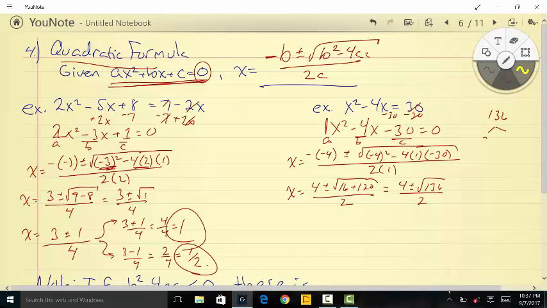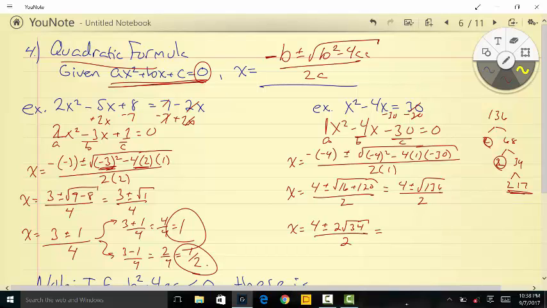136 breaks down into 2 and 68. 68 breaks down into 2 and 34. 34 breaks down into 2 and 17. So we have the number 2 showing up twice. So a 2 gets brought outside the radical. A 2 and 17 do not appear twice, so that 2 and 17 multiplied back together makes 34.